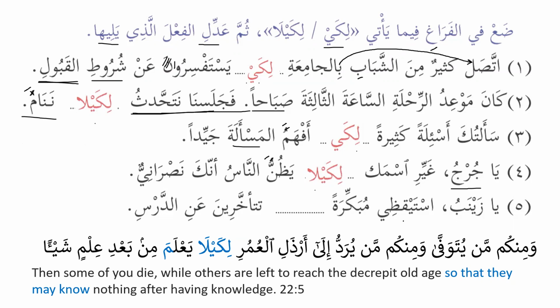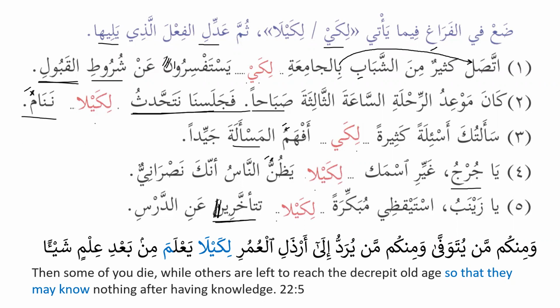يا زينب استيقظي مبكرة. Wake up early. تتأخرين عن الدرس. You know the meaning of تتأخرين, that's why I don't have to translate. لكي لا تتأخر. So that we don't be late. Do we have to make any change over here? تتأخرين, the noon gets dropped. لكي لا تتأخري. In this lesson, this is for the 3rd time that we are discussing it.